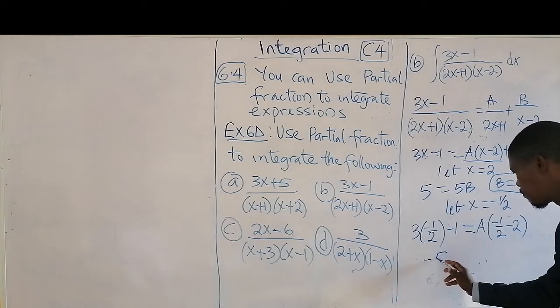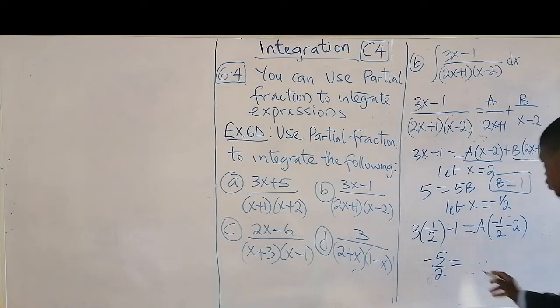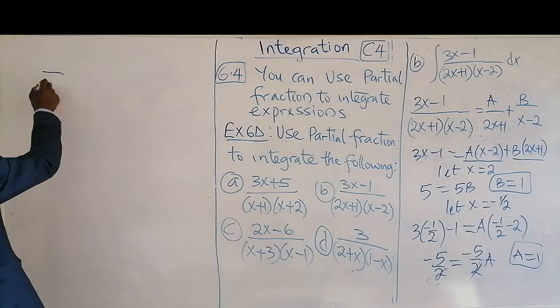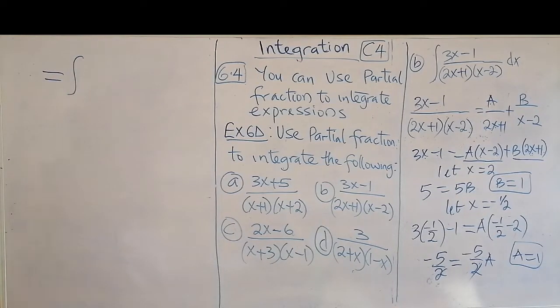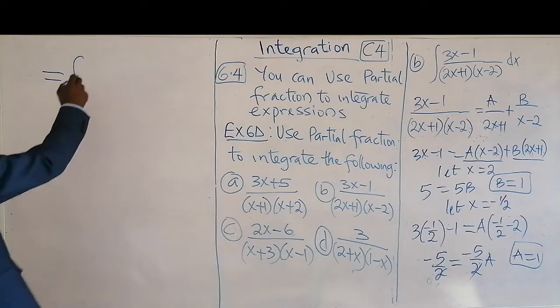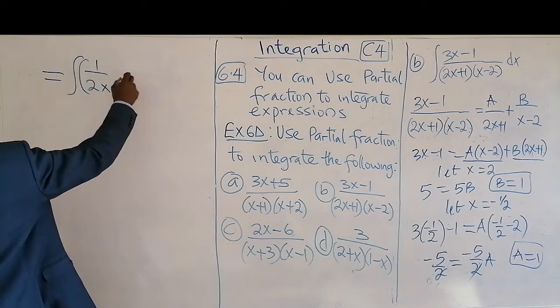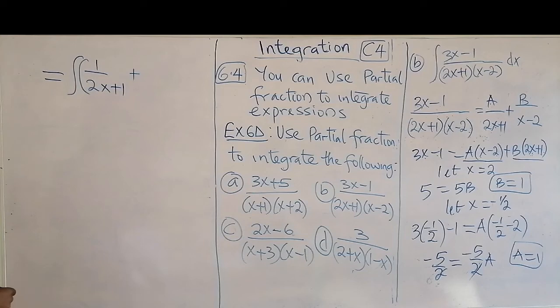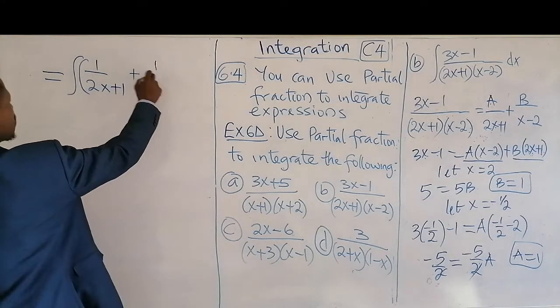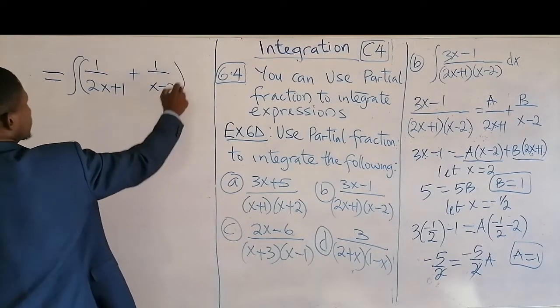So this is minus 5 over 2 equal to minus 5 over 2, a. So we now have the integral of what? The integral of a is 1 over 2x plus 1, plus b, which is also 1, so that's 1 over x minus 2 dx.